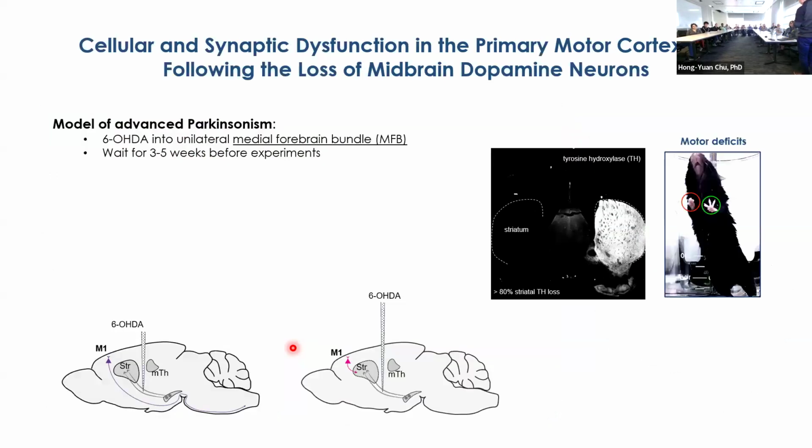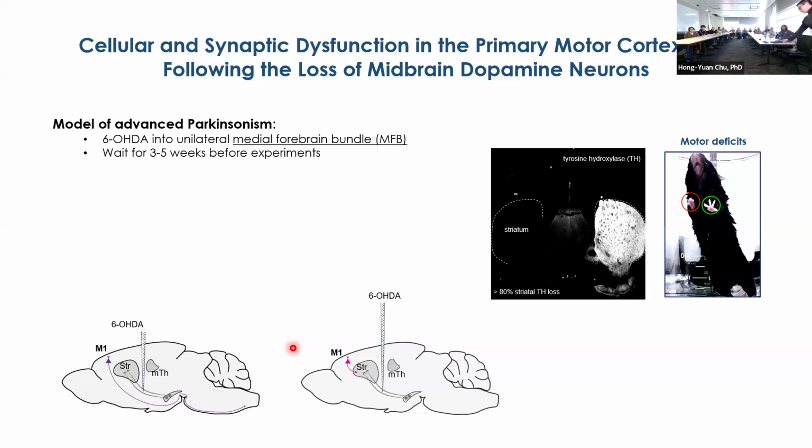So in the lab, we mainly use this classic 6-hydroxydopamine model of Parkinson's disease. We inject this neurotoxin into the MFB, which causes almost complete loss of dopamine in the striatum, like you can see here, compared to the control hemisphere. These mice also develop very typical Parkinsonian motor deficits. You can see the forepaw in the green circle is fully open during animal rearing, but not the other lesion forepaw in the red circle.